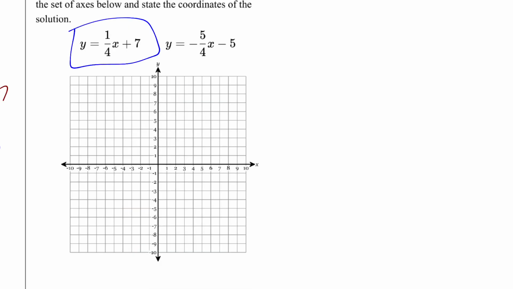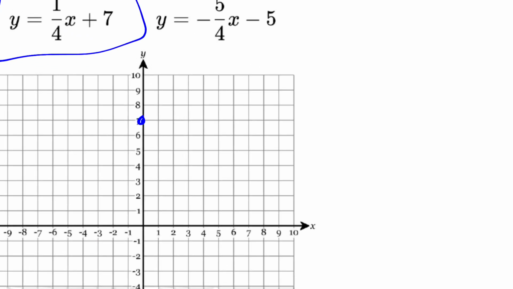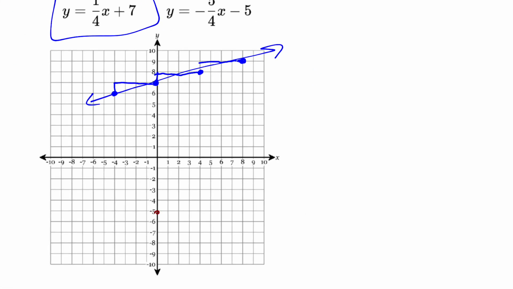Let's start with this one. I'm at 7, and my slope is 1/4. That means I go up 1 and right 4. I could do that a couple more times in both directions. I'm not sure exactly where I will need my point. So let's say like that. Next up, I'm here at -5, and I go down 5 and right 4. So I'm going to need to go this way 4, and this way 5, this way 4, and this way 5. And that's where my next blue point would have been, right here.